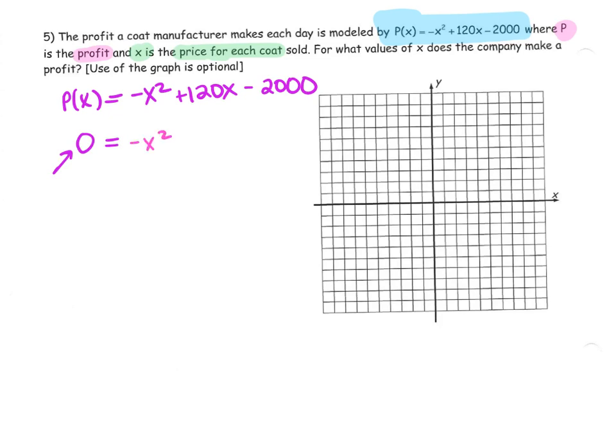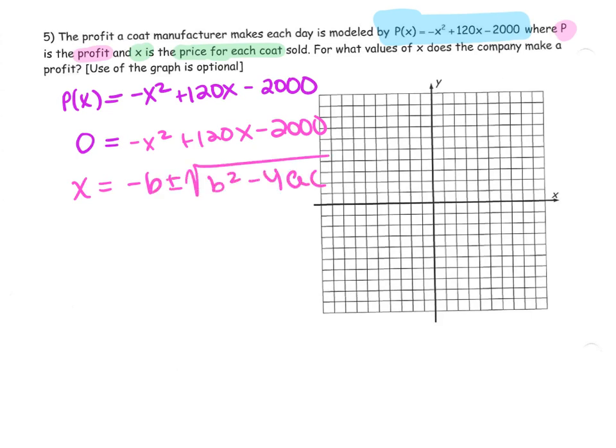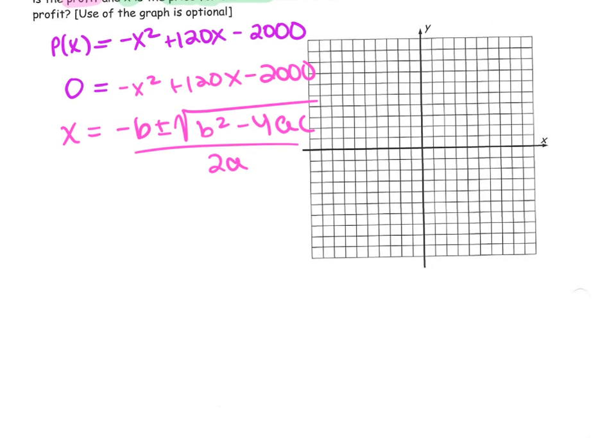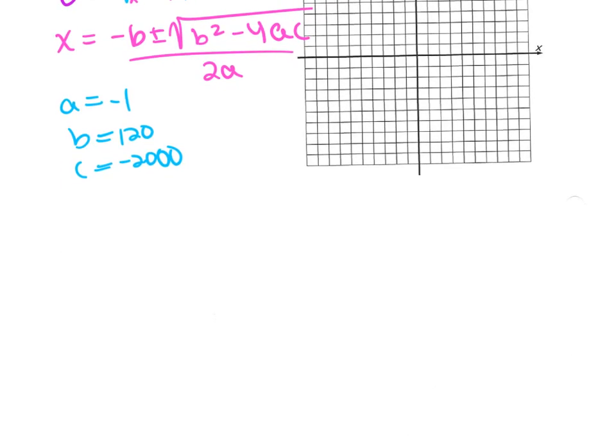So we have negative X squared plus the 120X minus 2,000. I'm going to use the quadratic formula. I've got X equals negative B plus or minus the square root of B squared minus 4AC all over 2A. I've got A equals, right, this is a negative 1 out front. B equals 120. And C equals this negative 2,000. All right, again, we're just subbing into the formula. We have X equals negative.